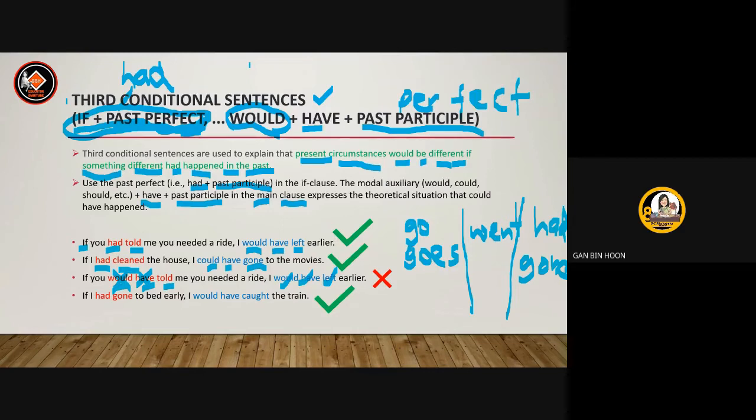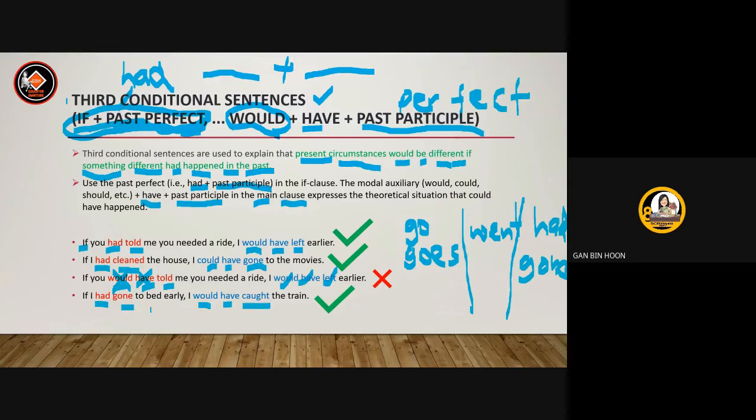Okay, there are two. I just told you just now, there are two sentences. Satu, if the if clause campur dengan the main clause. So, the if clause here, you must use past perfect. Okay, so the answer will be, if you had told me you needed a ride, okay, and then the main clause will be would have. So, I would have left earlier. Okay, yeah, it's difficult. So, the last sentence, if I had gone to bed early, I would have caught the train. Apa maksud dia?